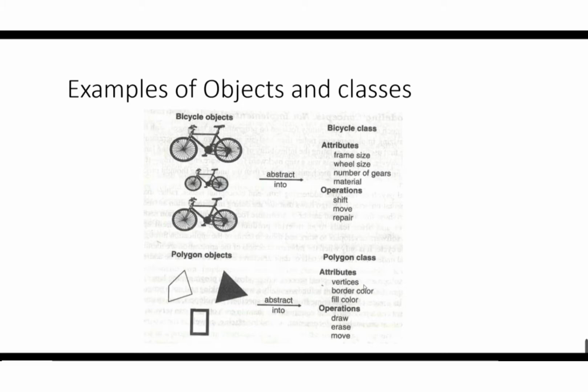It means the vertices. For each polygon we have 3 or 4 vertices, and the border color, what is the border color, and what is the fill color, and so on. All of these attributes are very important to draw each polygon, and there are also some operations important to the software we want to develop. It is draw, erase, and move.